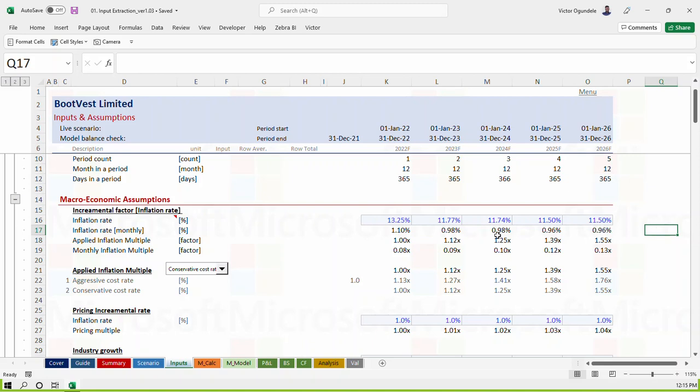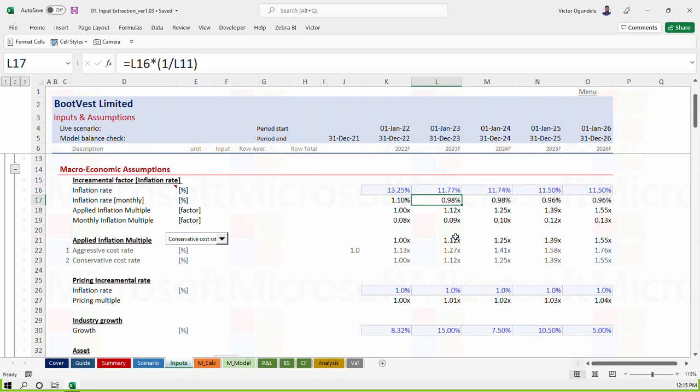So here we have converted it into monthly rates. Now look at what the effect will be on our monthly multiple.